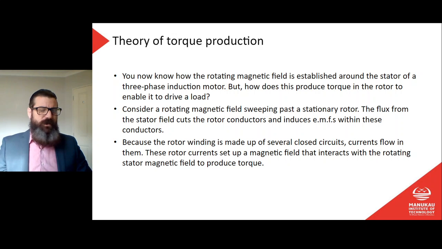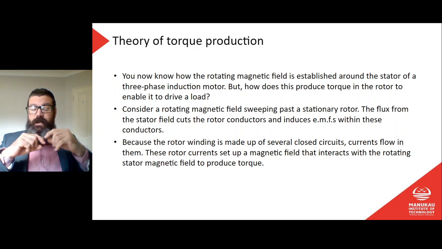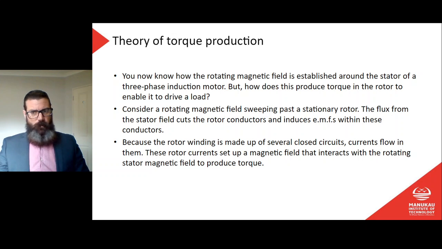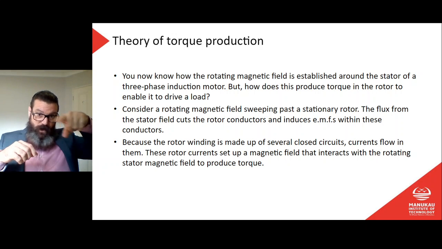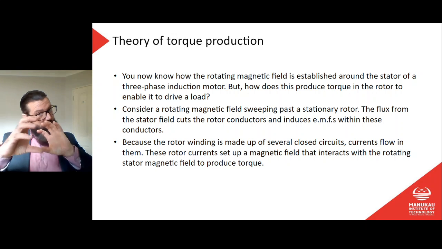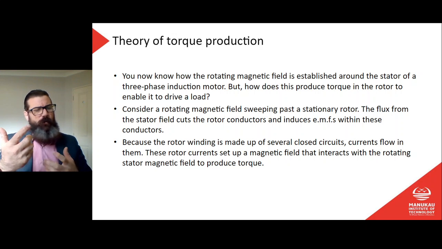The flux from the stator field cuts the rotor conductors and induces an EMF within these conductors. So we have conductors, either windings or the bar conductors in our squirrel cage rotor. We have conductors inside the rotor. Because the rotor winding is made up of several closed circuits, that is the windings in this, or the rotor bars which are joined at the ends, remember, with the end caps. So we have those closed circuits, so currents will flow within them.